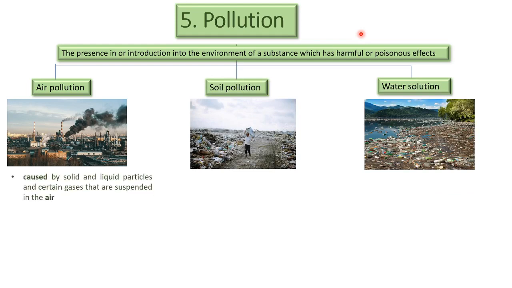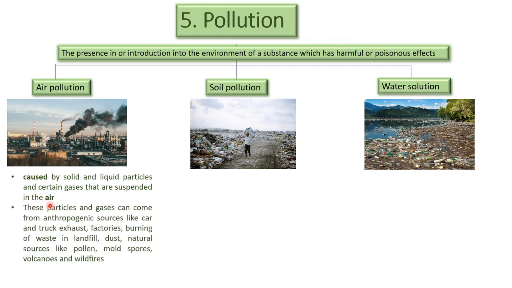Air pollution is caused by solid and liquid particles and certain gases that are suspended in the air. These particles and gases often come from anthropogenic sources, that is man-made sources like car and truck exhaust, factories, burning of waste in landfills, dust, and natural sources like pollen from flowers, mold spores, fungal spores, volcanoes and wildfires. But most of the air pollution is anthropogenic, and we are experiencing air pollution on a daily basis.